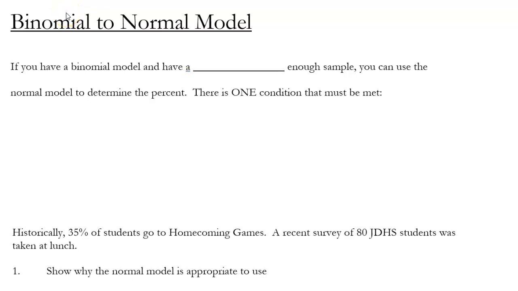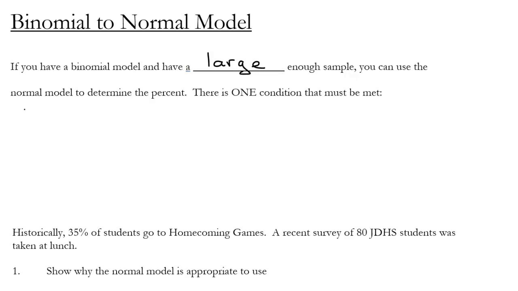Okay, so what we're doing is we're going to wrap up chapter 16 by figuring out when a binomial model can change to a normal model. So if you have something that is binomial and you have a large enough sample, you can use a normal model to determine the percent instead of doing binomial PDF or CDF. There's one condition that must be met.